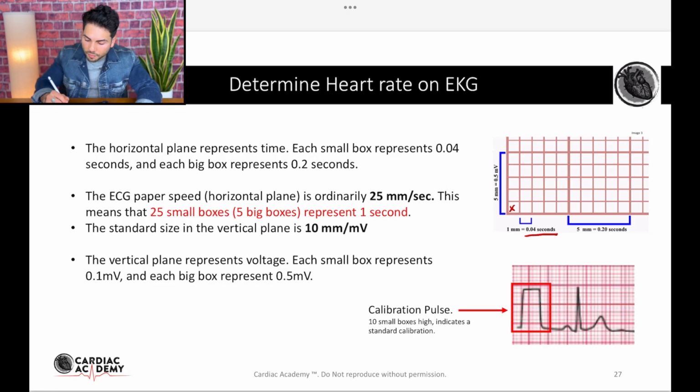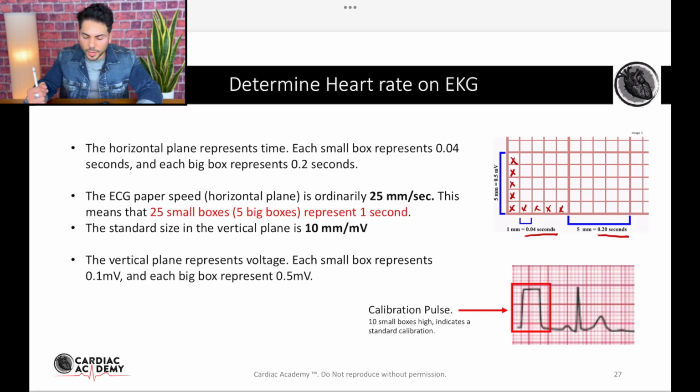And when we add up 5 of these small boxes, then it represents 0.2 seconds. So each small box, 0.04 seconds. One big box, which is made of 5 small boxes, represents 0.2 seconds, okay? That's in the horizontal plane. Now, in the vertical plane, it still measures 1 millimeter. However, they represent 0.1 millivolts, okay? And 5 of these add up to one big box, and one big box represents 0.5 millivolts, okay?